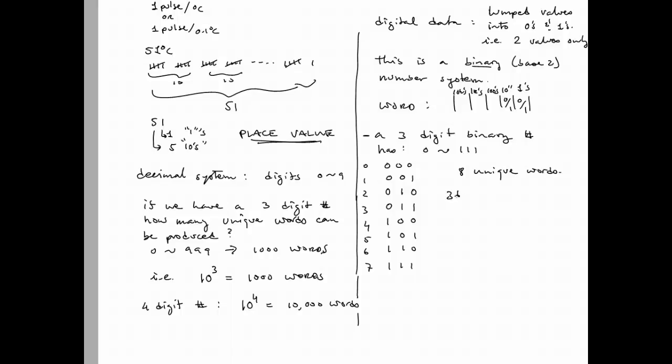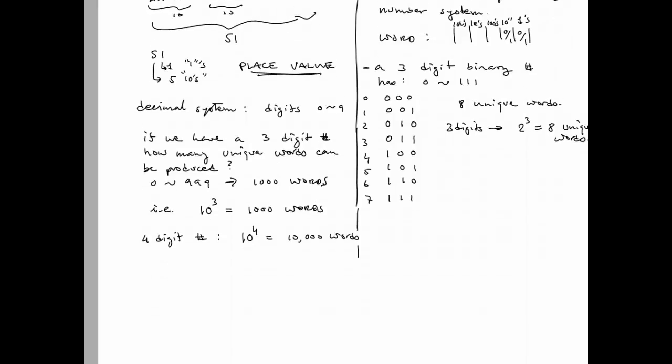So 3 digits gets us 2 to the third, or 8 unique words. How many binary digits do we need to be able to represent a value, or 1,000 unique words? On the decimal side, we need just 3 digits. Well, let's look at this.